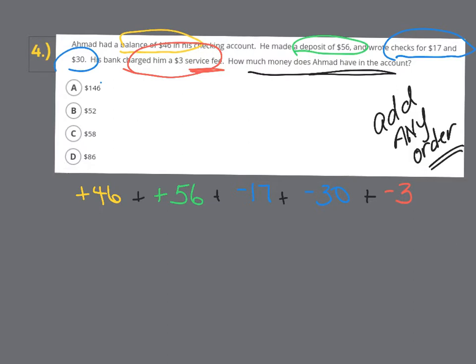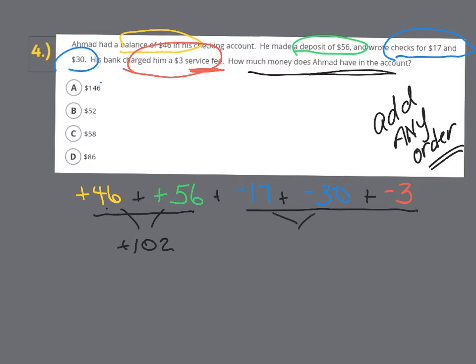So since I can add in any order, I'm going to add my positives, and then I'm going to add all my negatives, and then I'm going to find the difference of the two, because when the signs are different, I find the difference. So 46 plus 56. Well, I know that 40 plus 50 is 90, and 6 plus 6 is 12, so 90 plus 12 is 102. So I've got positive 102 over here.